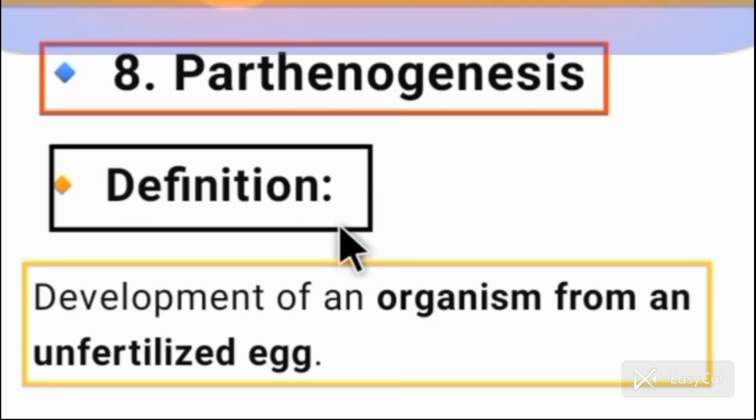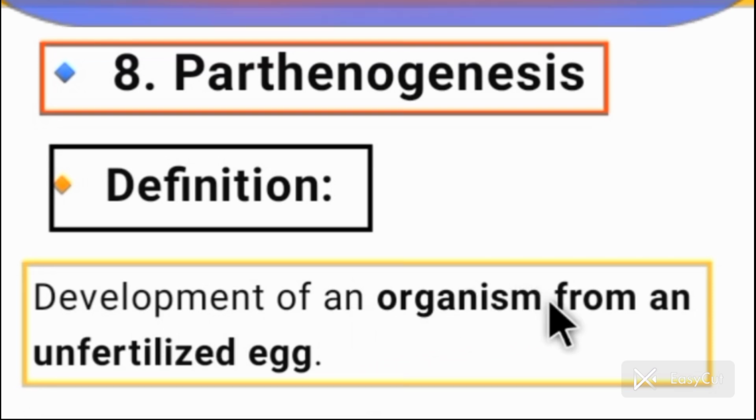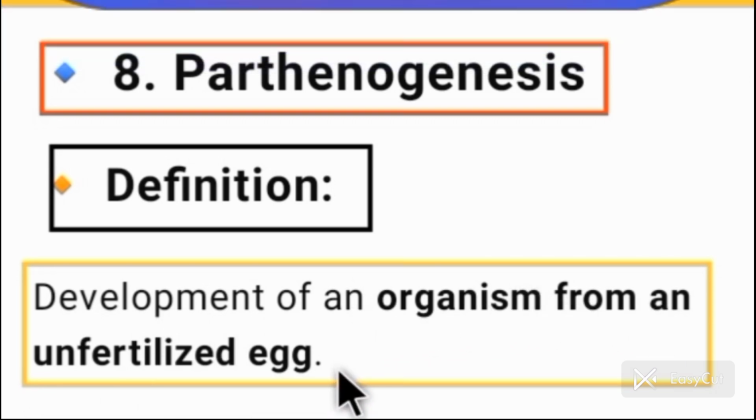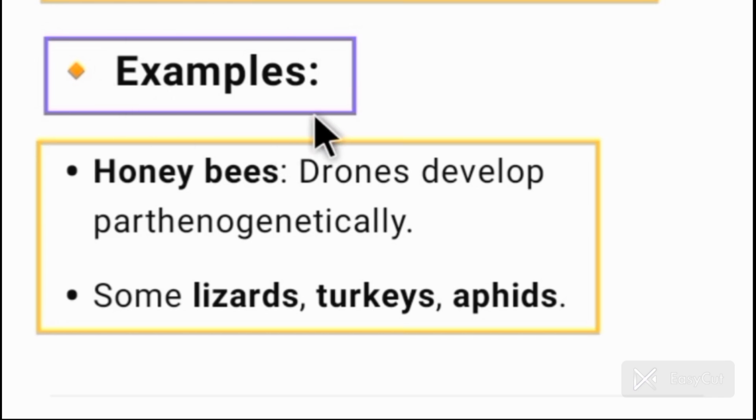What is parthenogenesis? Development of an organism from an unfertilized egg is called parthenogenesis. Examples of parthenogenesis are, in case of honeybees, drones develop parthenogenetically. Other examples are some lizards, turkeys and aphids, which also reproduce parthenogenetically.